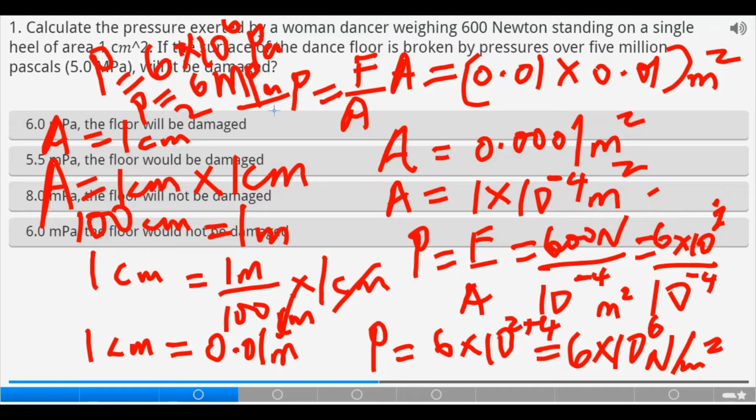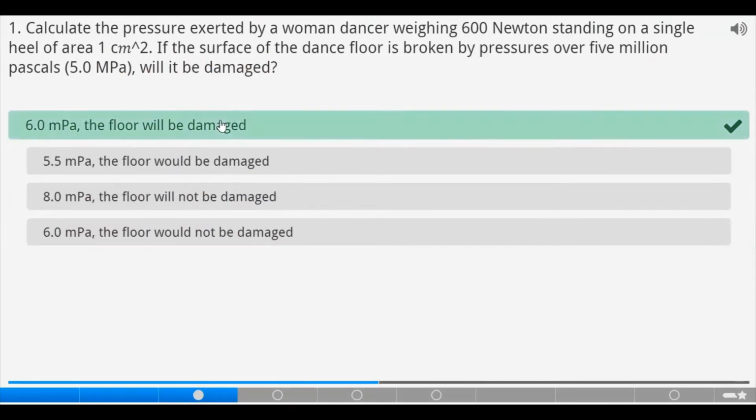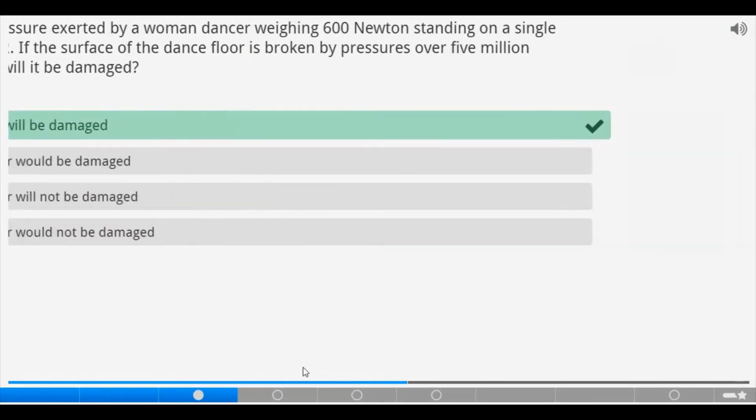But don't forget in the question, we were asked that if the surface of the dance floor is broken by pressures over 5 million pascal, will it be damaged? That is true, it will be damaged. That shows that we have 6.0 megapascal and the floor will be damaged. So let's pick the answer and check. As you can see, that's correct.